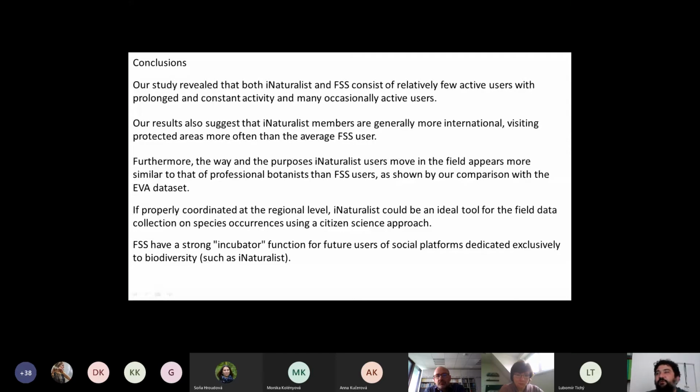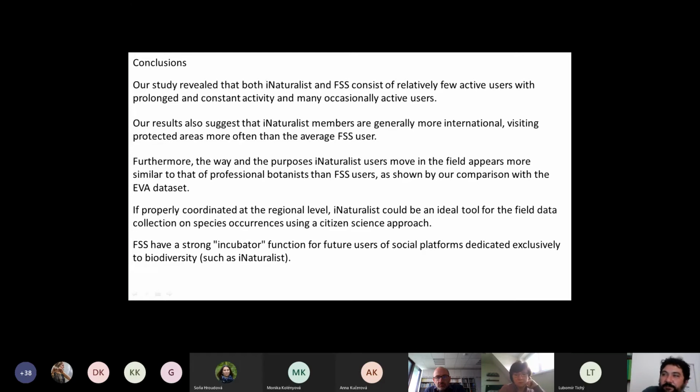Which is the main conclusion: that this group needs to be coordinated at the regional level. And iNaturalist, if well coordinated, could be an ideal tool for field data collection of species occurrences.